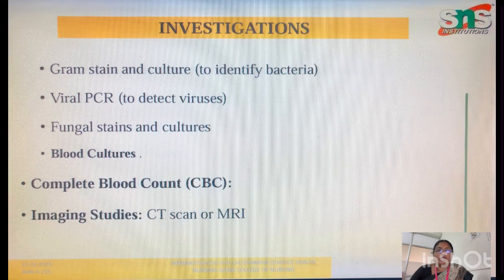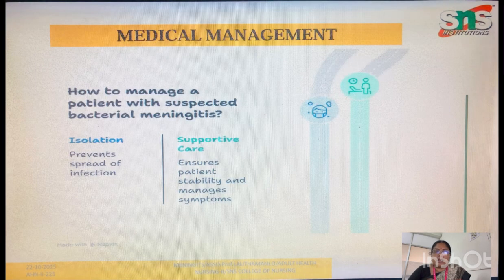The next one is Gram stain and culture to identify the bacteria, and viral PCR. PCR is polymerase chain reaction, used to detect viruses. Fungal stain and culture will also be taken, along with blood cultures. From the blood sample we will go for a complete blood count, which is a normal routine investigation, and imaging studies include CT scan and MRI. This gives a clear picture of how things are going.